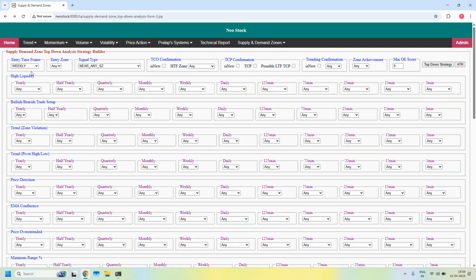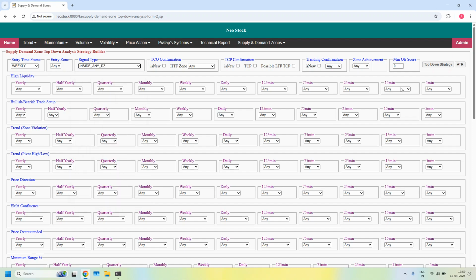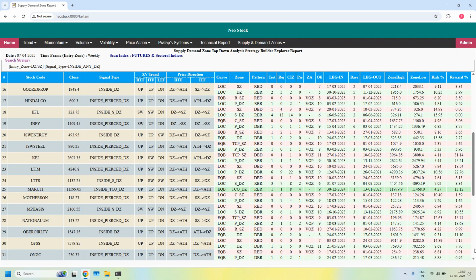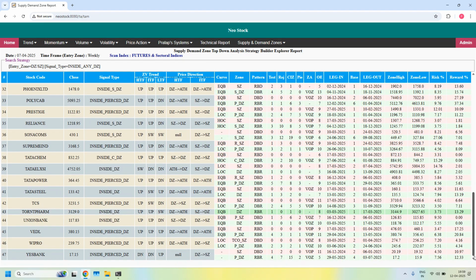Next, price closed inside the weekly demand zone. First 16 stocks in the list. Seems we got a big list. Scrolling the list down. So total 47 stocks are filtered.